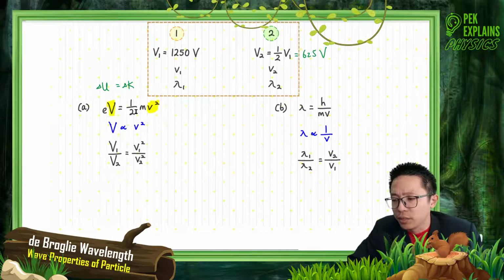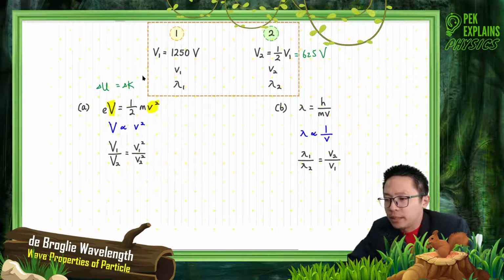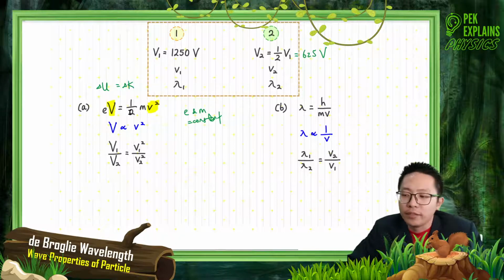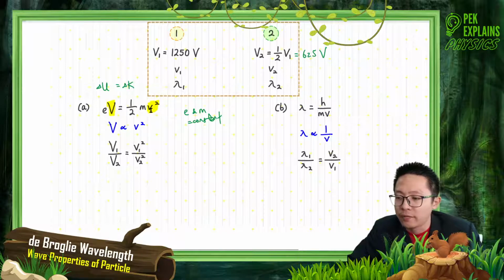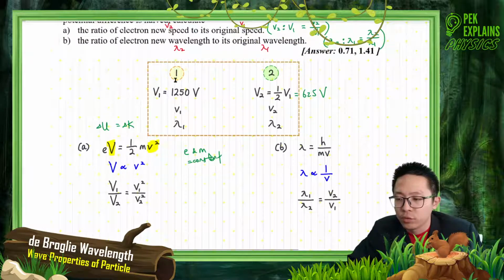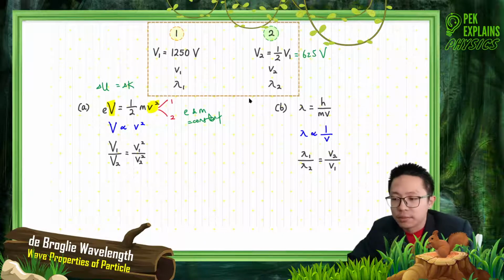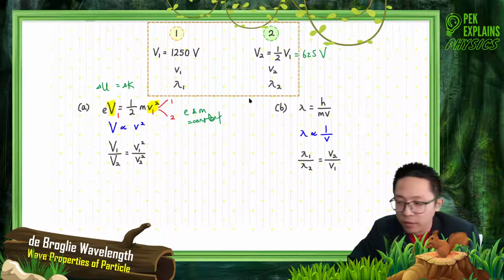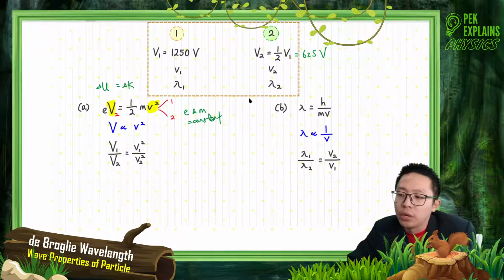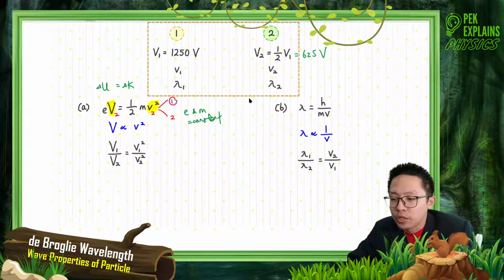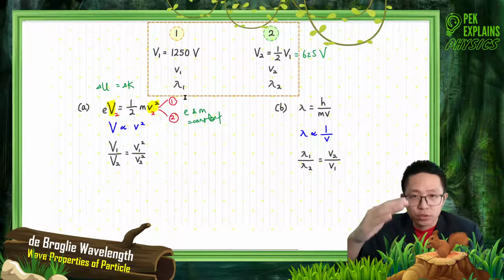I hope you still remember. So E and M, they are both constant. So that means if I have two situations, I have two equations, equation 1 and equation 2. Let's say equation 1 uses voltage 1 and velocity 1. The second equation uses voltage 2 and velocity 2. And then I divide the two equations.